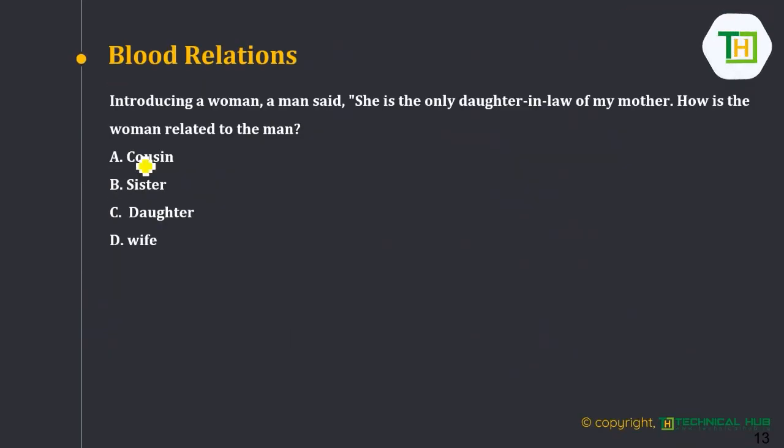Again, a similar type of question: introducing a woman, a man said, "She is the only daughter-in-law of my mother."